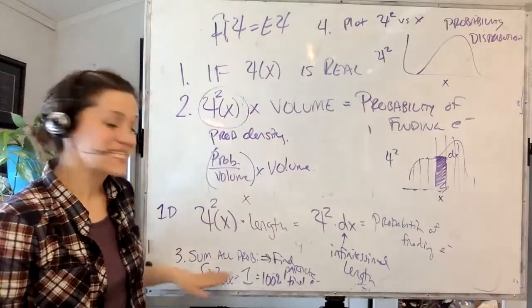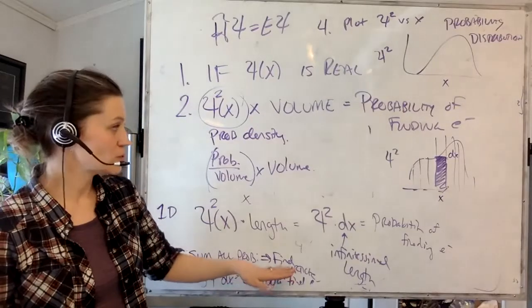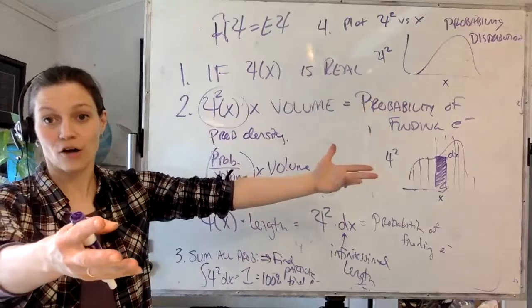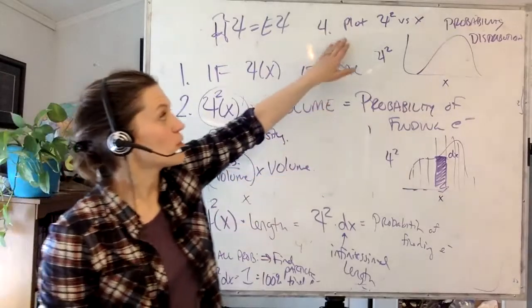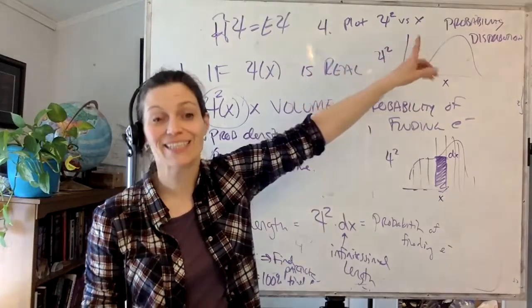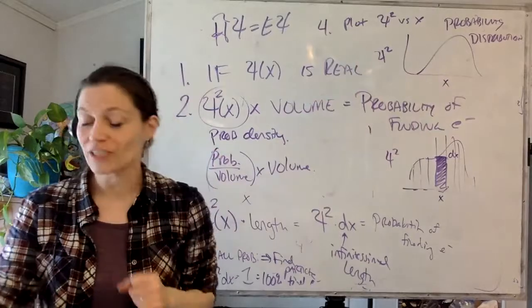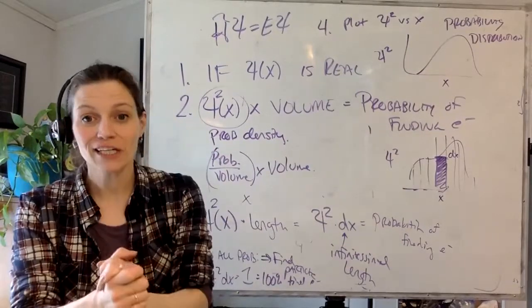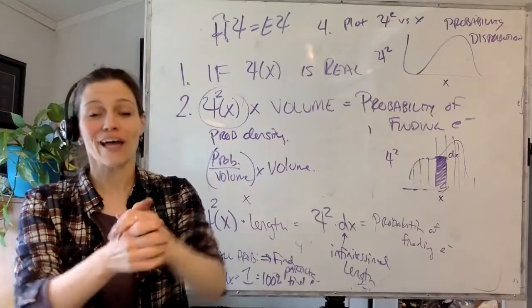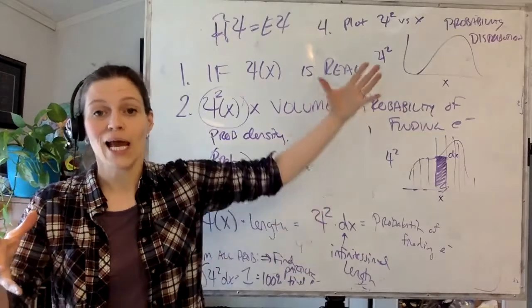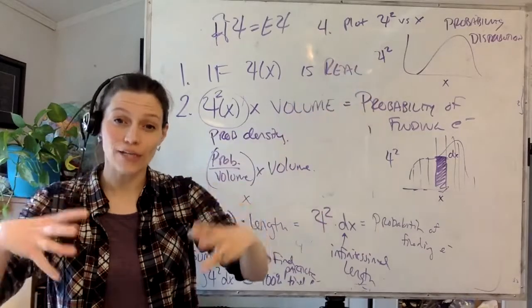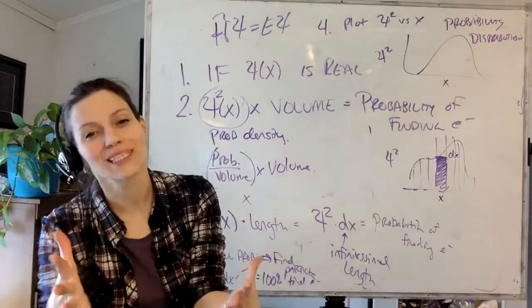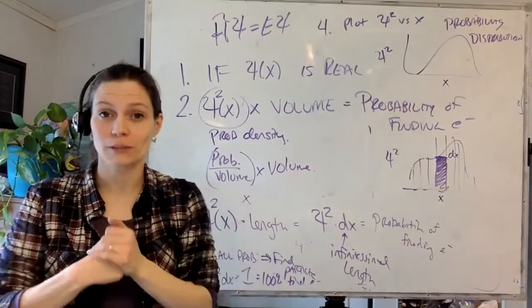Number 3, you sum up all the probabilities, which is essentially multiplying by your volume and adding all those together. Number 4, you plot psi squared, your probability density, as a function of x, which gives you your probability distribution. When we finally get psi squared built, that gives us the shape and size of the actual hydrogenic atom orbitals. It's way complicated, but beautiful in its elegance. That's what we're building towards. Go team!